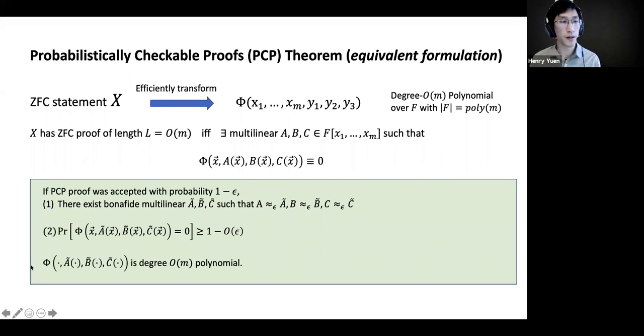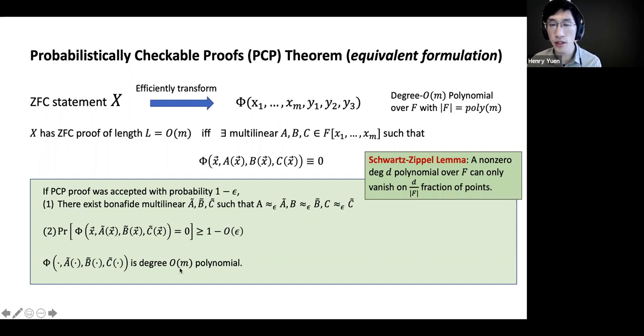Well, let's notice one thing. If we take this polynomial phi and plug in A tilde, B tilde, C tilde, this is still a low degree polynomial. It has degree O of m. And one thing we know about low degree polynomials is something called the Schwartz-Zippel lemma. It says that a non-zero degree D polynomial over F can vanish on at most D over size of the finite field fraction of points, right? And here we're thinking of D over F as being a very, very small quantity.